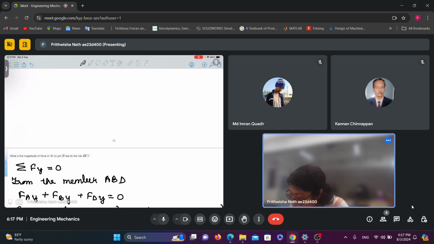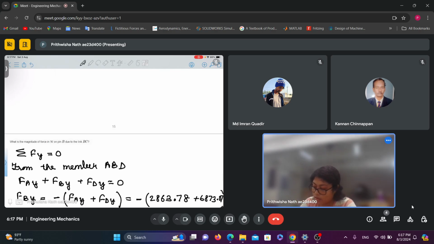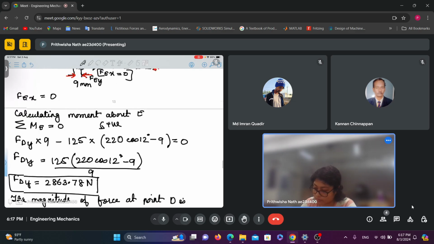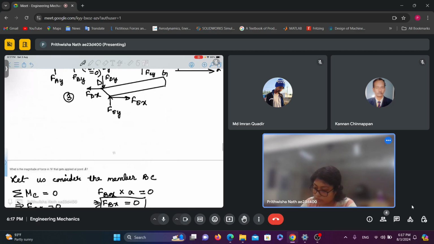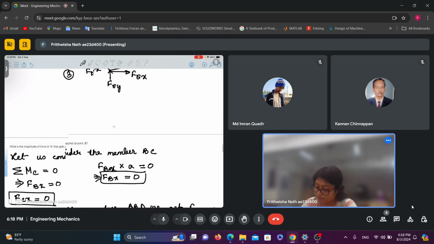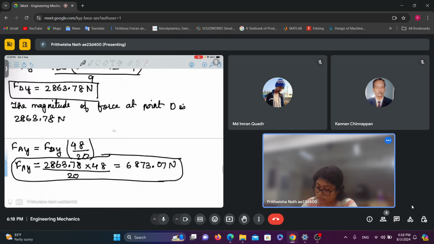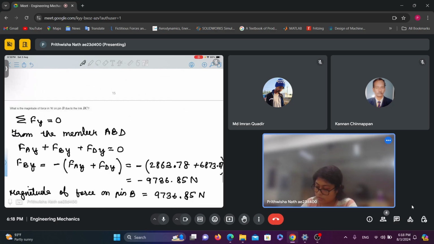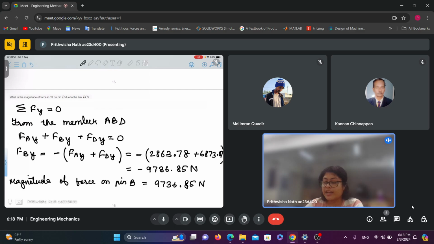Now we have to find out the force which is acting on pin B due to the link BC. Now from member ABD, we can find out the force at B. We know that Fdx is 0, so the force which is acting at B is only Fdy. So if we can find out Fby, we will know the force which is acting at point B. So we are just substituting Fay and Fdy, which we have calculated earlier.